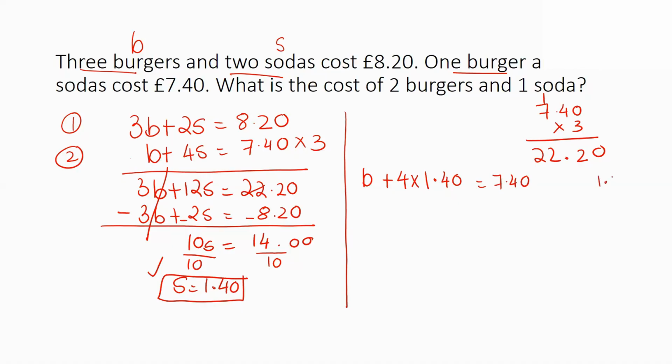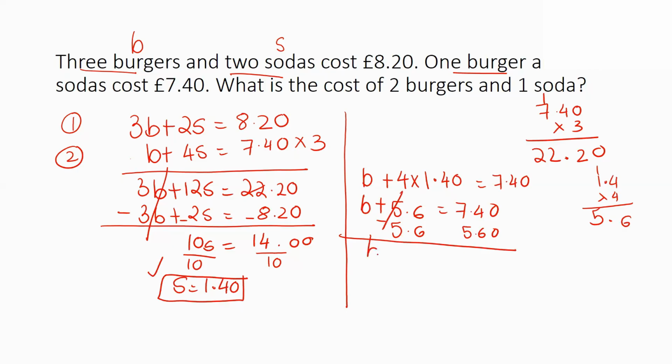So 1.4 times 4 is 5.6. So b plus 5.6 equals 7.40, and we are going to eliminate 5.6 using our inverse method. So we are left with b equals 7.40 minus 5.6. So if you take away that, it's going to be 1.8? So b equals 0.80, which is 80 pence.